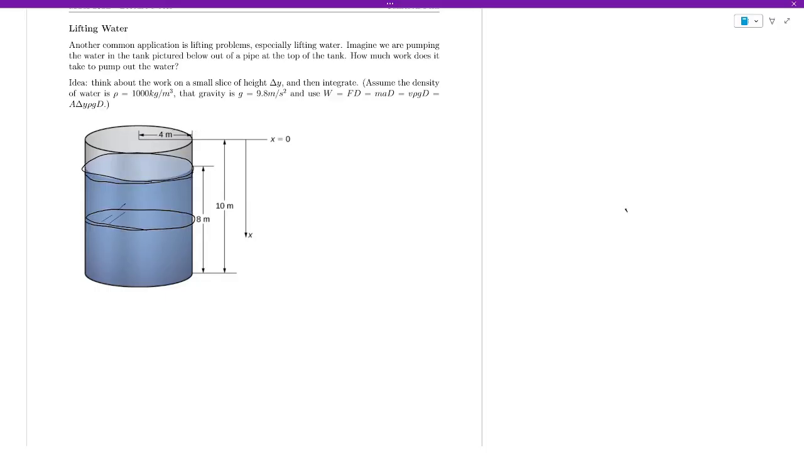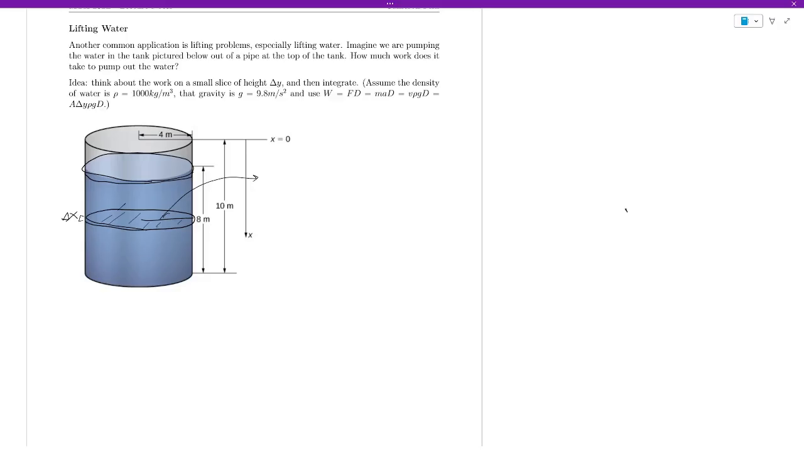But let's think about one slice first. So what is this, right? It's a disk, right? Let's think about what properties, what measurements of this disk we need, right? It's got a radius, right? It's got a height, and I'm going to call this little height here. Again, I'm imagining a thin disk, but not an infinitely thin disk. It's a little sliver of height. I'm going to call that height delta x.